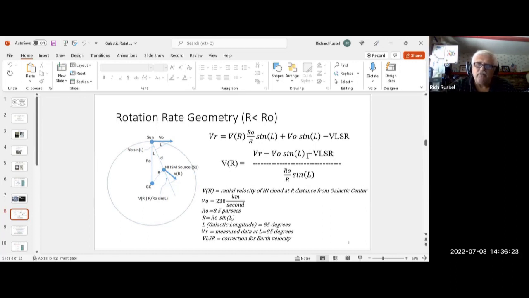But this is the number that worked. A plus VLSR here worked. And then you divide it by that. Okay, so here's the stuff here.